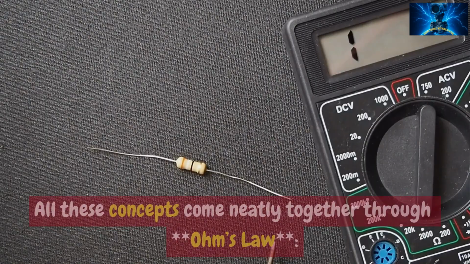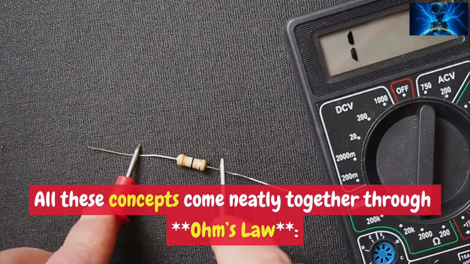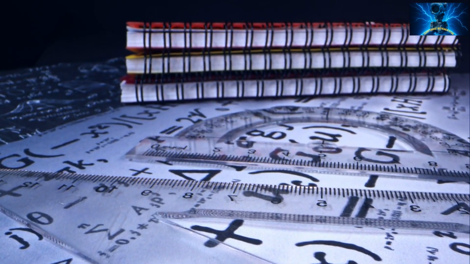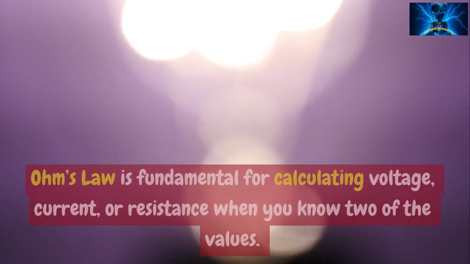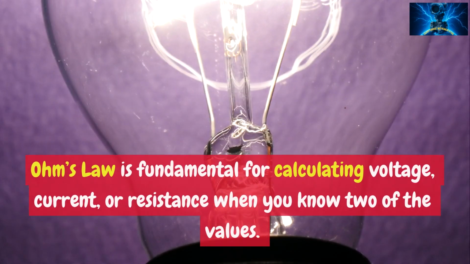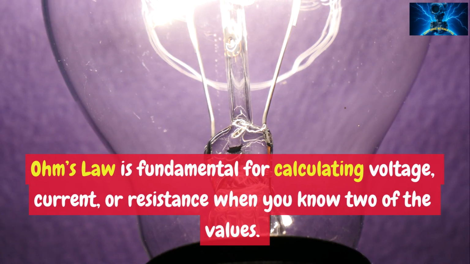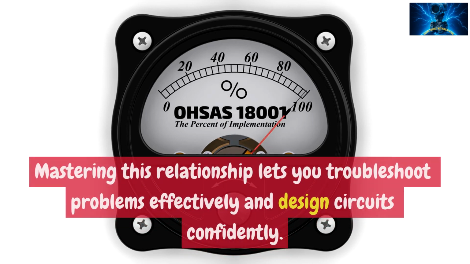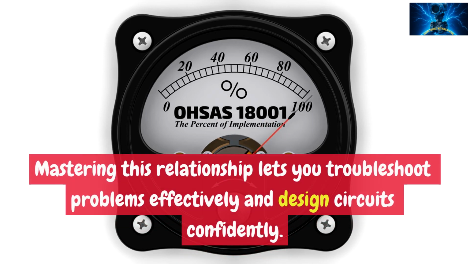All these concepts come neatly together through Ohm's law. V = I × R. Ohm's law is fundamental for calculating voltage, current, or resistance when you know two of the values. Mastering this relationship lets you troubleshoot problems effectively and design circuits confidently.